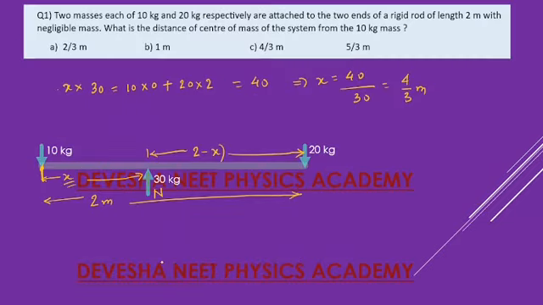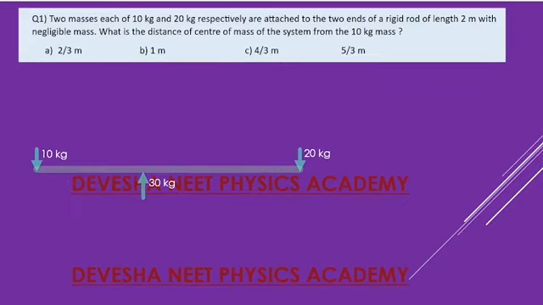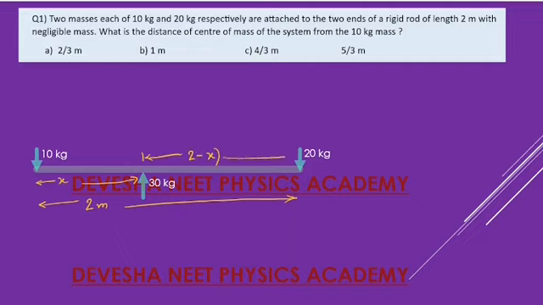Question 1. Two masses, of 10 kg and 20 kg respectively, are attached to the two ends of a rigid rod of length 2 meters. So what is the length from here to here? This is 2 meters. Imagine that this is x. If this is x, then this is 2 minus x. So apply the formula as we discussed in our concepts.